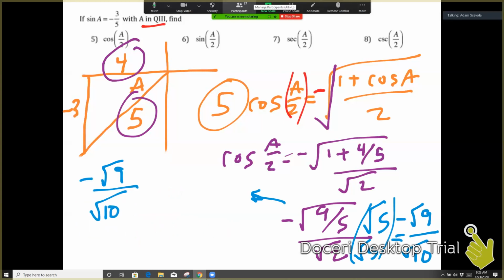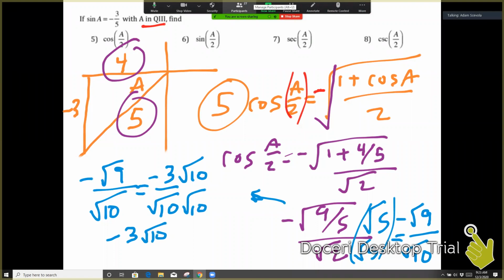And then we know that radical 9 is 3 because 9 is a perfect square. And then you could now multiply the numerator and the denominator by root 10, and we get our final answer, negative 3 root 10 over 10. That would be the cosine of A over 2.